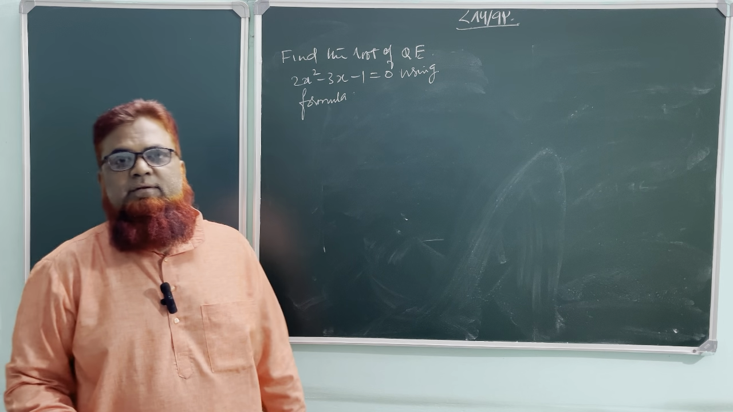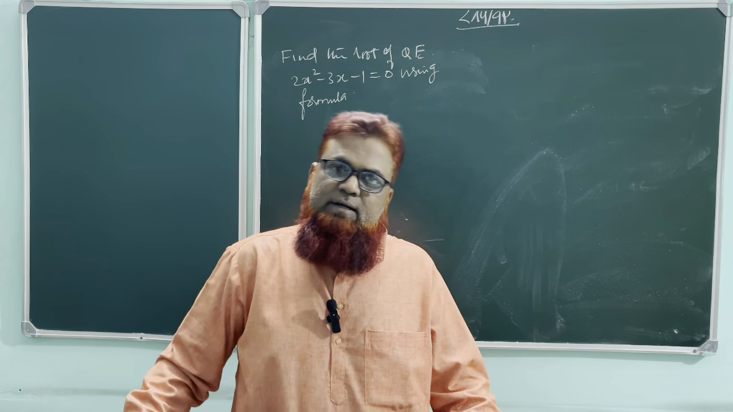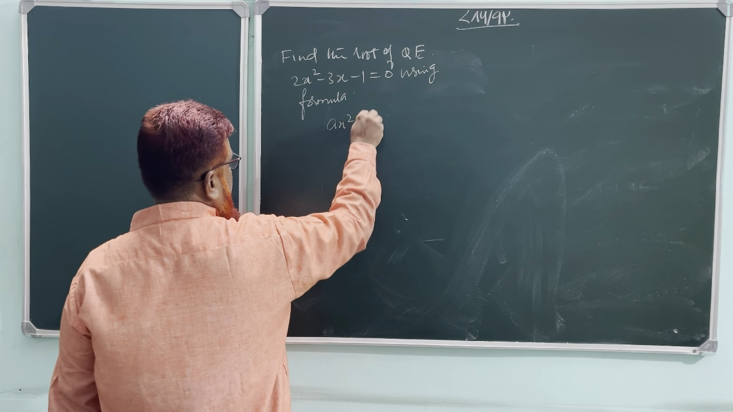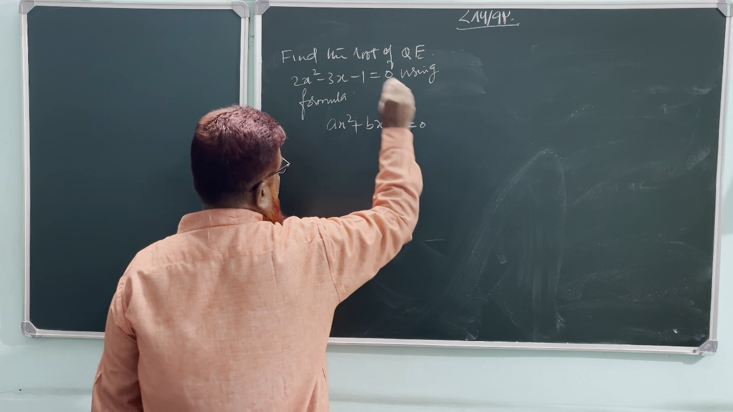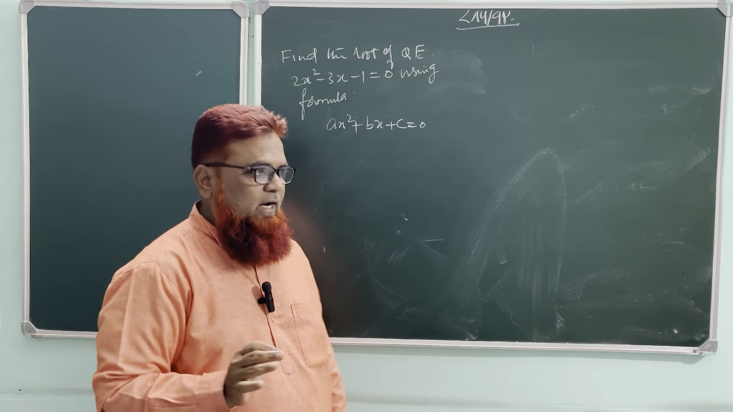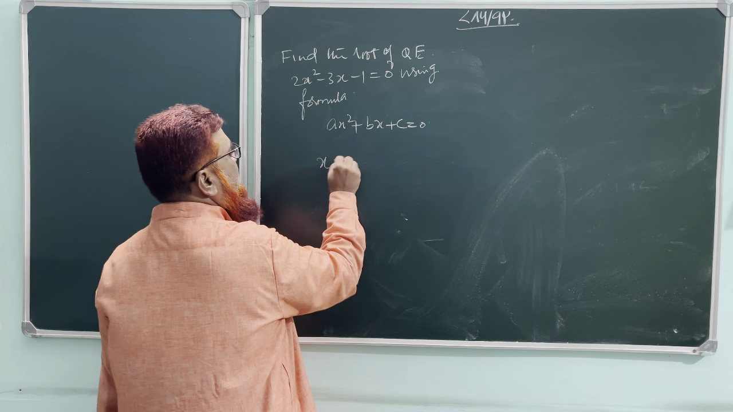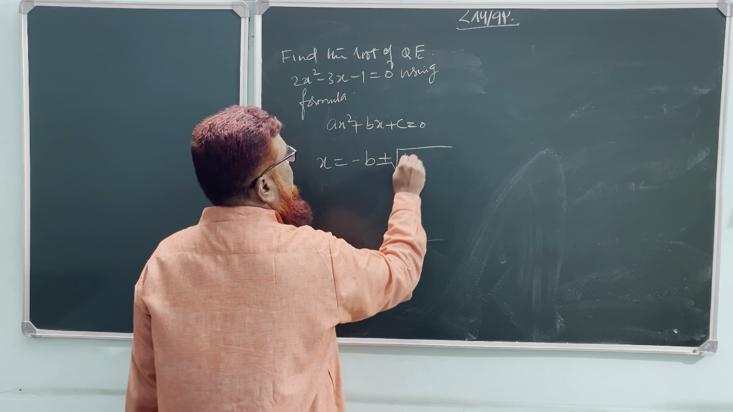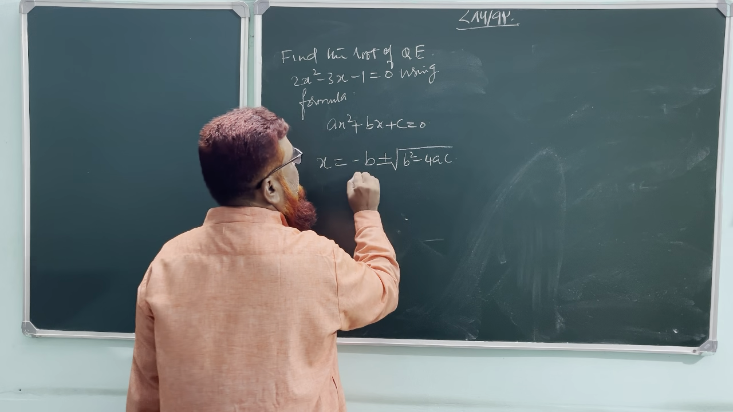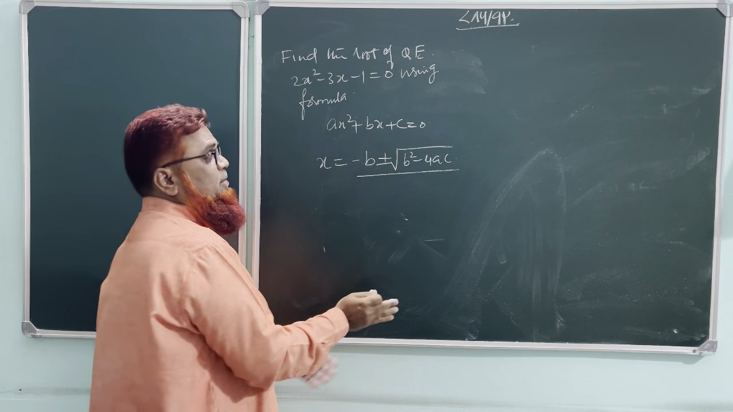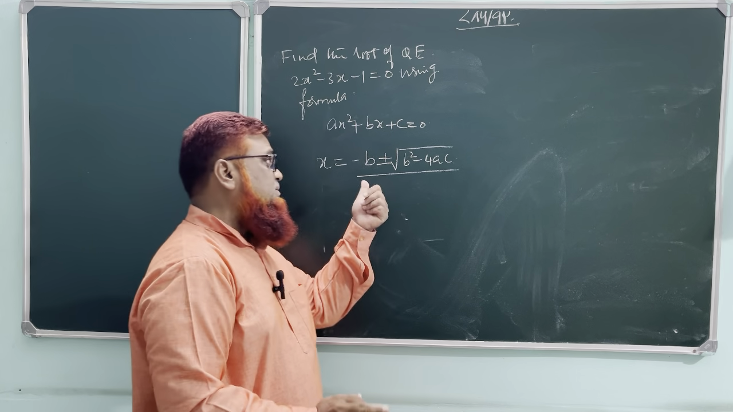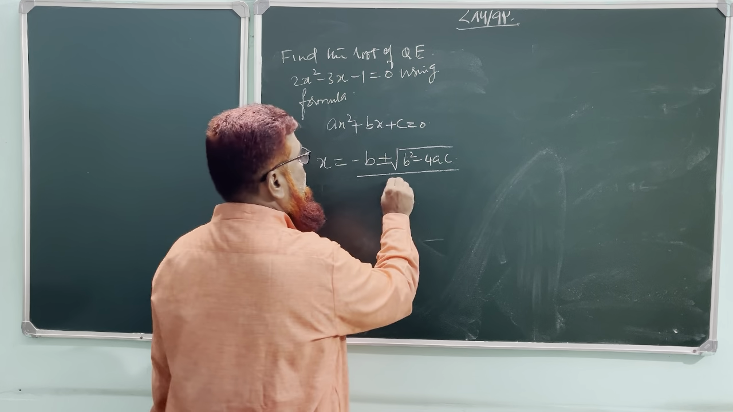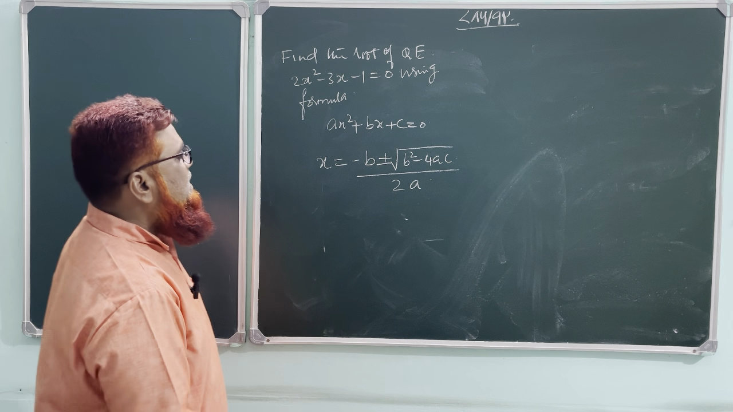For your knowledge sake, I would like to write the general form of quadratic equation. The general form of a quadratic equation is ax square plus bx plus c is equal to 0. And to find the roots of the equation, the formula we have is x is equal to minus b plus or minus square root of b square minus 4ac, whole divided by 2a. Correct.